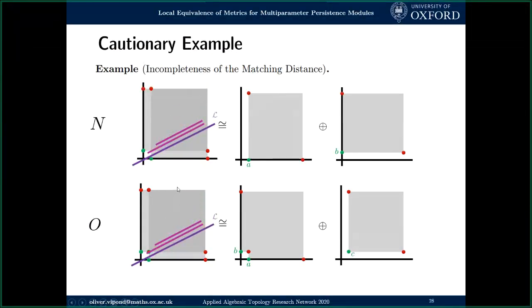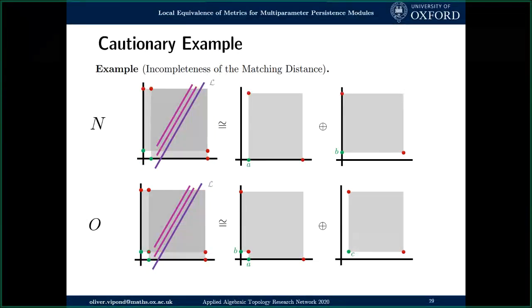And so this example shows that our local equivalence result is really the best we can hope for, because there's examples where the matching distance is not complete, and it's not going to be bounded by a constant times the interleaving distance, because the matching distance here is 0 and the interleaving distance is non-zero. The local equivalence is the best we can hope for, and that's what we attain.